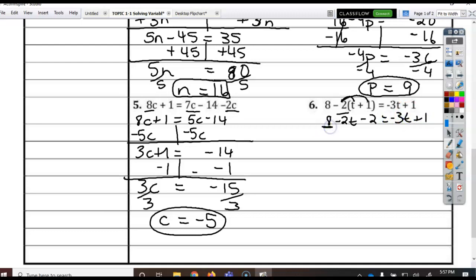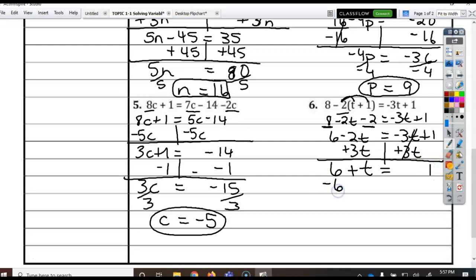Okay, over here I've got a positive 8 and a negative 2. I need to put those together. 8 minus 2 is 6. Bringing down my negative 2t. Okay, now we've got letters on both sides, so I'm going to add 3t here, add 3t here. I get 6 plus 1t equals, those cancel out, 1. Numbers to the right, so I've got to change sign, so it's a minus 6, because that right there will cancel that out. I get t equals a negative 5.